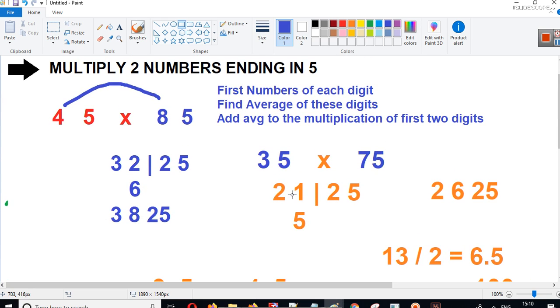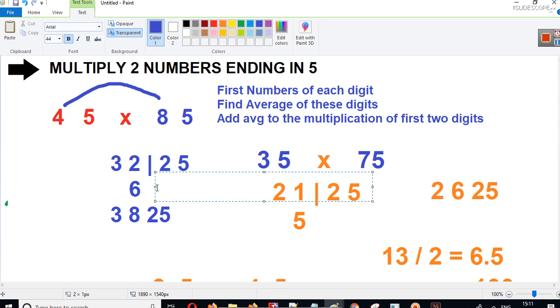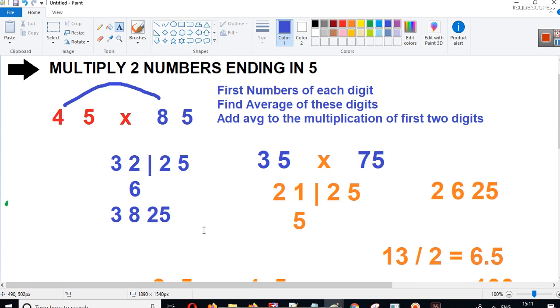So what we have done in these examples is you just have to write 4 into 8, which is 32. 5 into 5 is 25. And the average of 4 and 8 is 6. Write it. So we are not writing two zeros here. That is the main thing. We are not writing two zeros because there is no point in writing that. And that's why it's a trick.